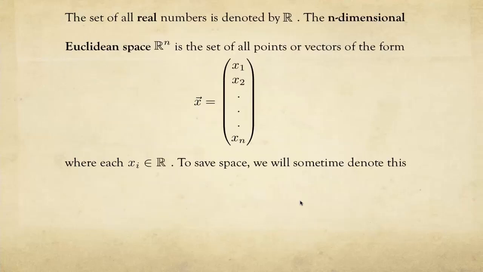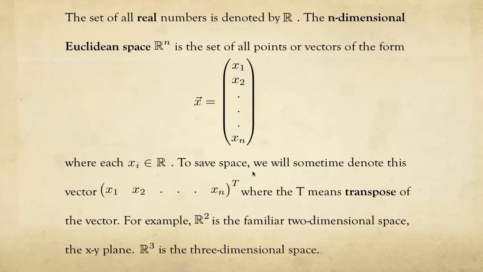Okay, let's get started. Just to standardize the notation, we'll denote R for all the real numbers, and then for the n-dimensional Euclidean space, Rn, that will be the set of all vectors of this form, where there's n entries, each of which is a real number. And to save space, sometimes we will denote this vector horizontally by transposing it. So T here is for transpose of a vector. So R squared is the familiar two-dimensional space, the xy plane. R3 is the three-dimensional space.